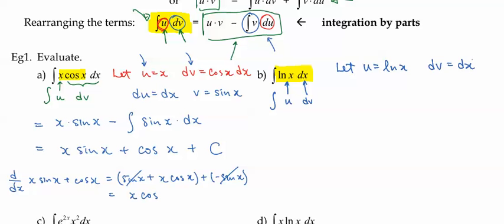We have let the u be ln x and dv be dx. The derivative of ln x would then be 1 over x dx. And for the second part, as I try to integrate the left-hand side, it will be the same as integrating the right-hand side, giving us v equals x.